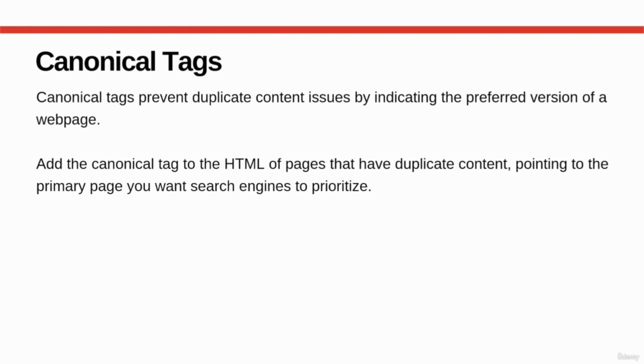Canonical tags. Canonical tags prevent duplicate content issues by indicating the preferred version of a web page. Add the canonical tag to the HTML of pages that have duplicate content, pointing to the primary page you want search engines to prioritize.